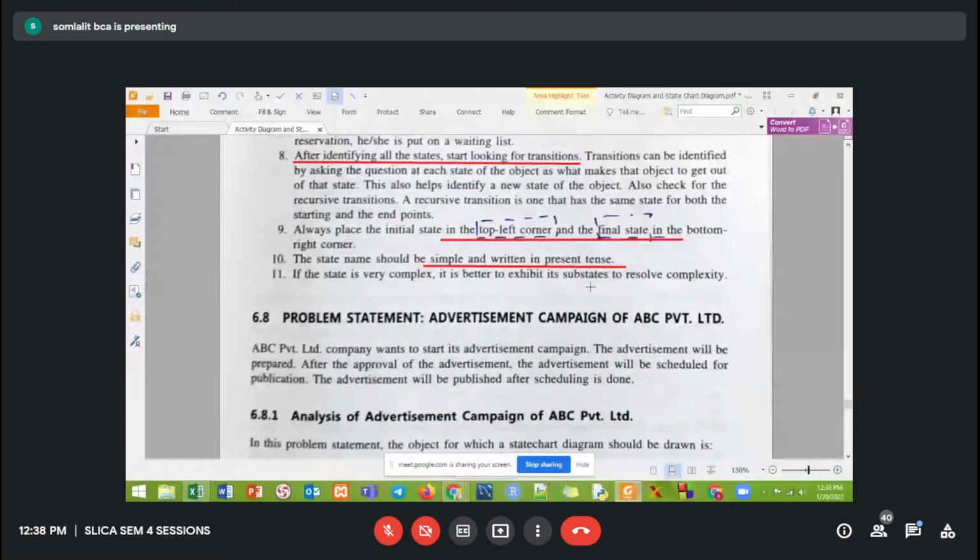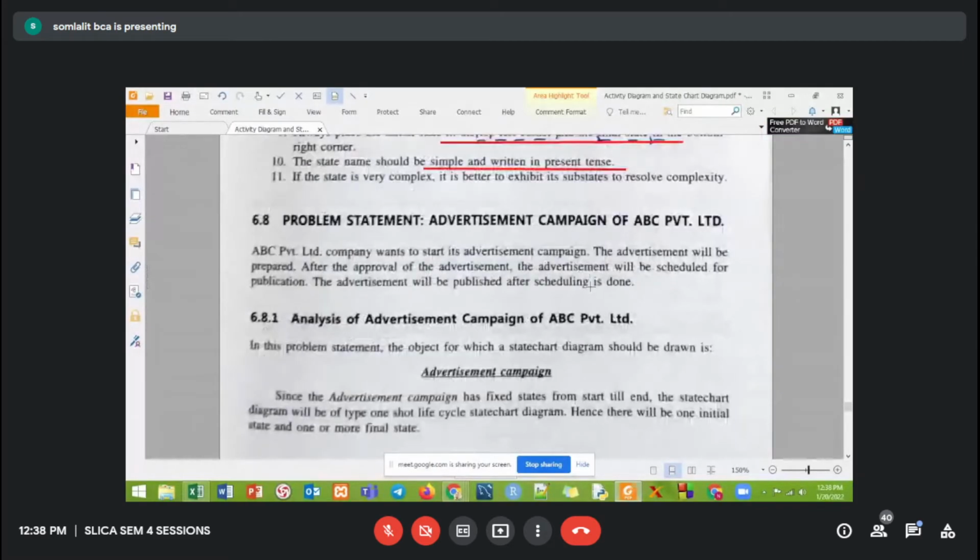Okay, so let me go ahead with the problem statement. What is the problem statement over here? The problem statement is like you are having a company, let's say ABC private company, that wants to start a advertisement campaign. Okay, advertisement करना है, advertisement का campaign बनाना है. Okay, the advertisement will be prepared, and after the approval the advertisement will be scheduled for the publication. So advertisement prepare karna hai. After that you need to send for the approval.